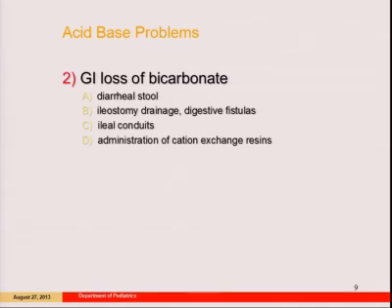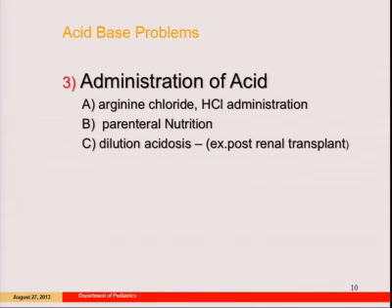GI loss of bicarbonate: diarrhea, that's a big one. Ileostomy drainage and digestive fistulas, patients with Crohn's disease that have a fistula. Ileal conduits, which we don't use much anymore. Administration of cation exchange resins. And administration of acid, arginine chloride, which you can sometimes use to provoke growth hormone. Parenteral nutrition, particularly if the prescription's not written correctly, and dilution acidosis, where the patient is fluid overloaded and you're giving him lots of fluid, which happens in a post-renal transplant patient the first 24 hours.